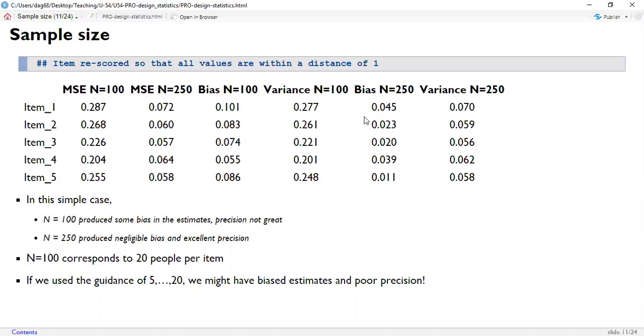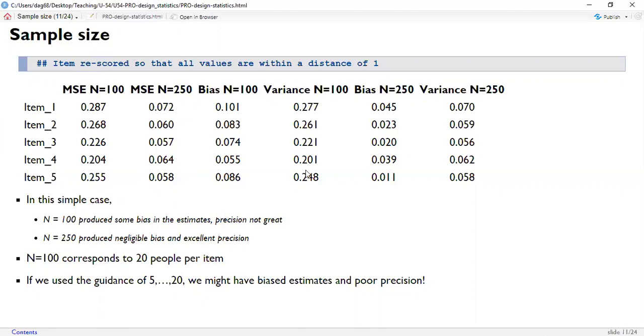I've done this whole simulation study really to point out one thing, which is that the sample size of 100 condition corresponds to 20 people per item. So if you use the common guidelines of using 5 people per item, or 20 people per item, or whatever in between you'd want to use, you might end up with biased estimates and poor precision, because that would be even smaller than 100. So you definitely don't want to do that.